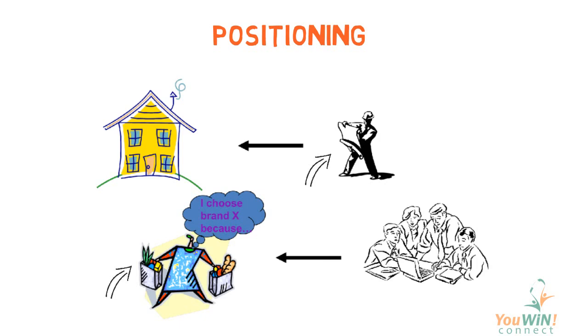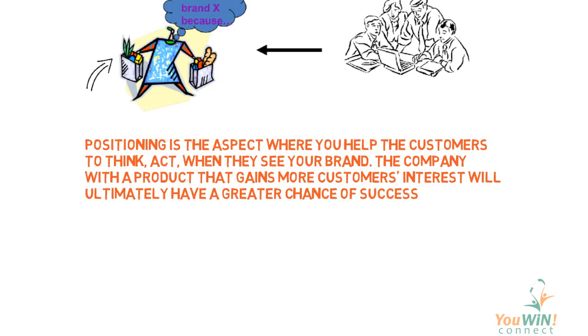This is called positioning. From the definition, marketing in itself is that ability to identify and satisfy customers, which we have stated a few times already, better than your competitors in order to make a profit. We can see that the market is similar to a battlefield. Companies have to fight to gain and retain their customers. Positioning then becomes the aspect of you helping the customers to think, helping the customers to act when they see your brand. The company with a product that gains more customers' interest will ultimately have a greater chance of success.